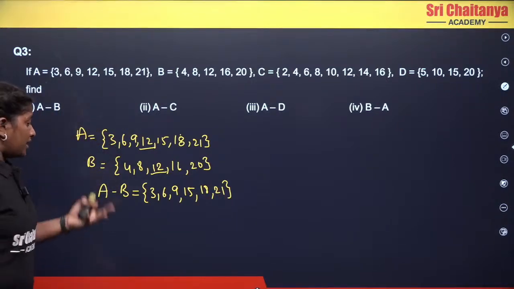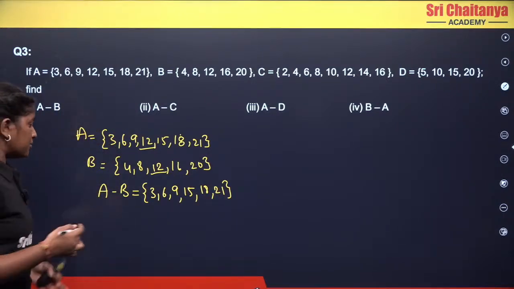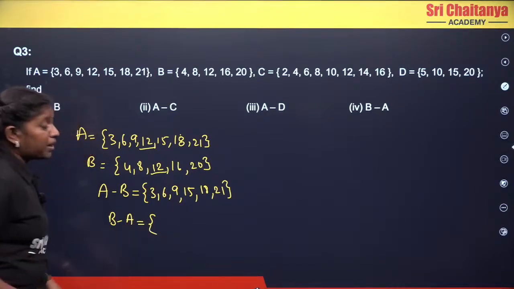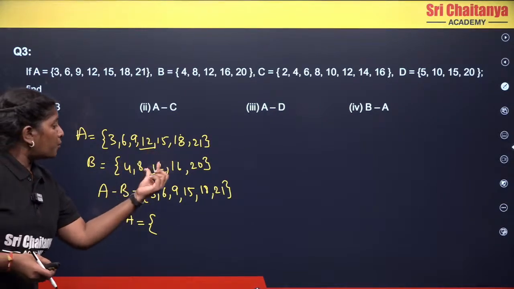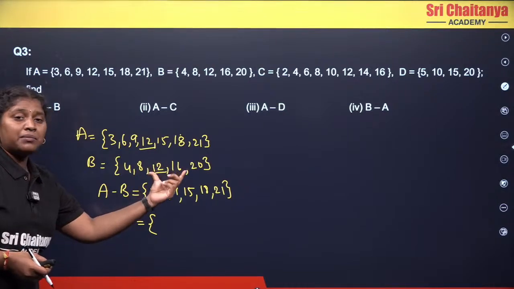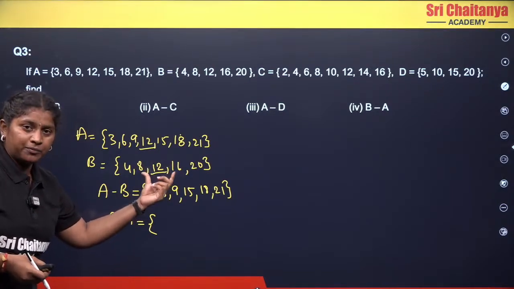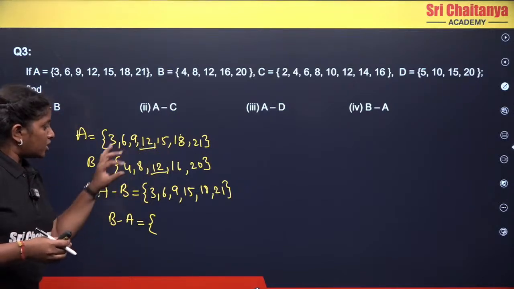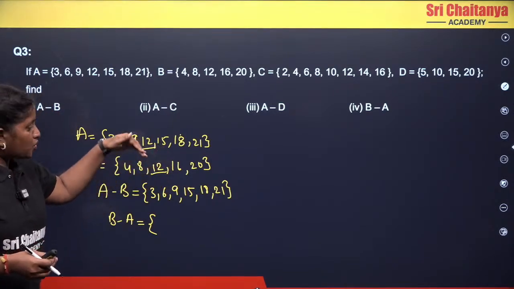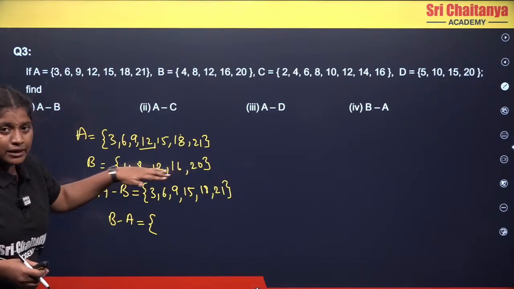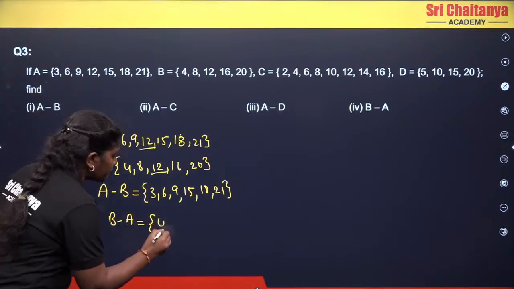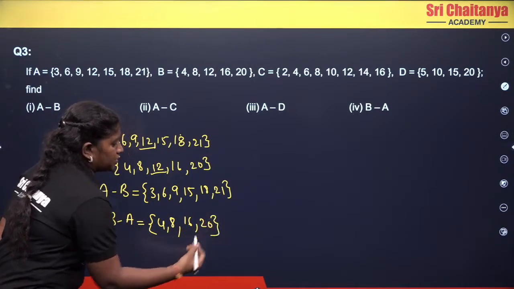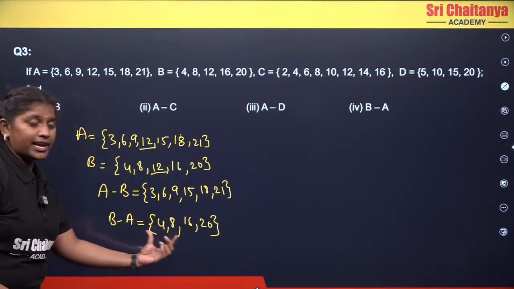Now let's check the B minus A value. B minus A means we have to write the elements that belong to B, not considering the common elements between A and B. So 12 is the common element, and we are just removing 12 from the set B. So that becomes 4, 8, 16 and 20. So these will be the B minus A set.